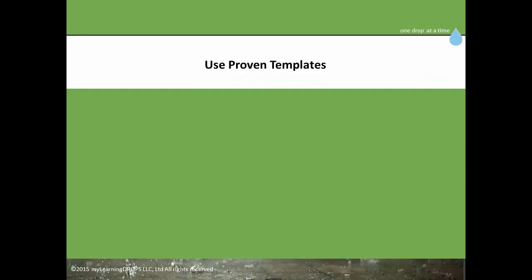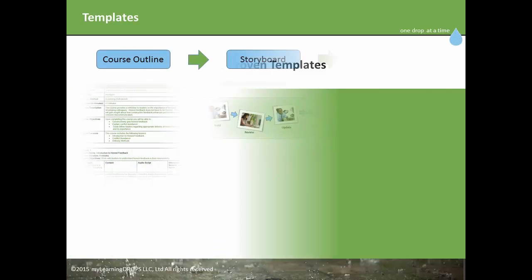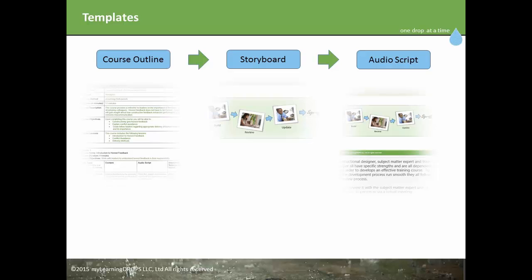I'm going to go out on a limb and say that most likely, whether you know it or not, your previous training development challenges can be tied back to either the review process or the templates that were used. When proven templates are used with the standard review process, training development is typically smooth and pleasant for everyone involved. A course outline and a storyboard are a must anytime training material is developed. If audio is required, then an audio script is also required. Let's take a look at each in greater detail.